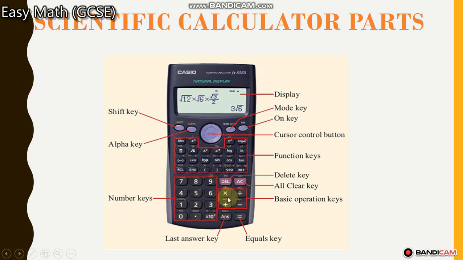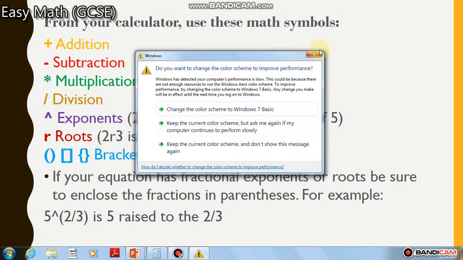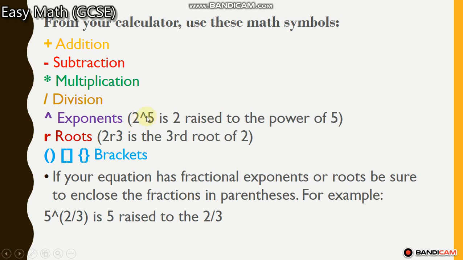Beside the number keys we have the basic operation keys: addition, subtraction, multiplication, and division, and in the bottom the equal key and the last answer key. For the standard calculator, maybe on the desktop, or a simple calculator, not scientific, you can see these symbols: plus for addition, negative for subtraction, star for multiplication, slash for division, and this symbol for indices, for exponents, for powers. You can read it like 2 indices by 5, or 2 raised to the power of 5.